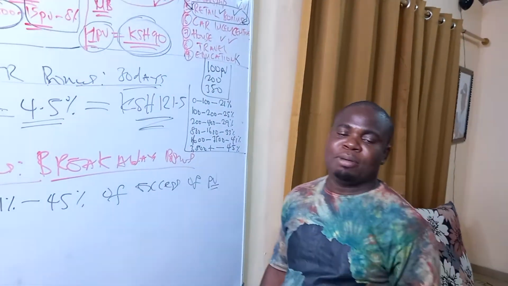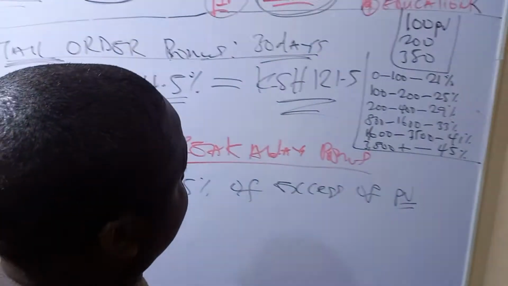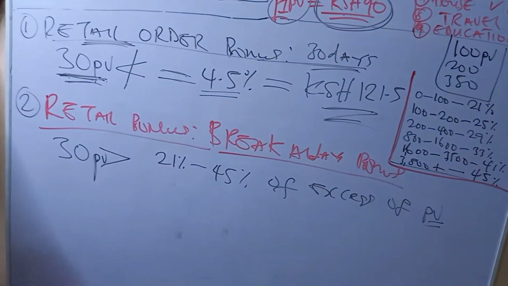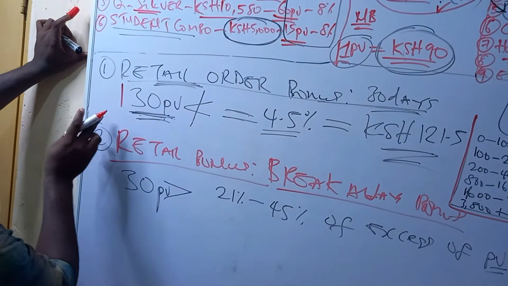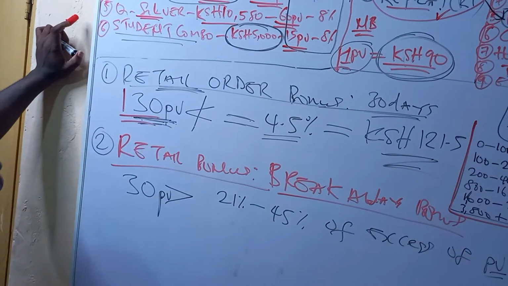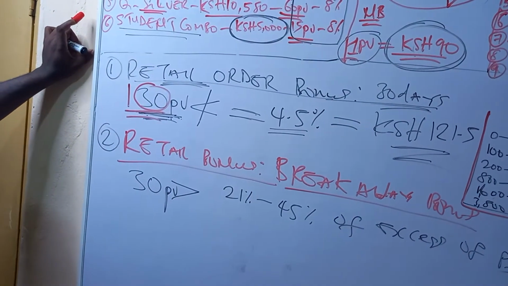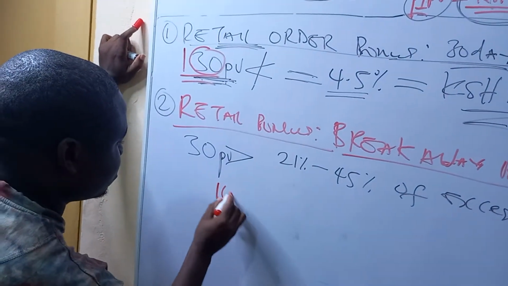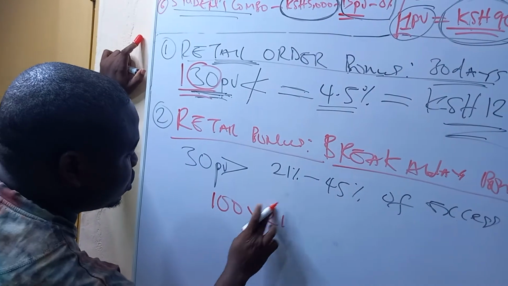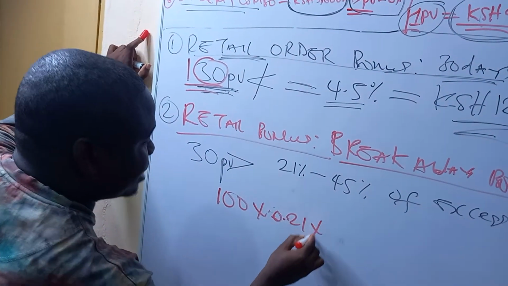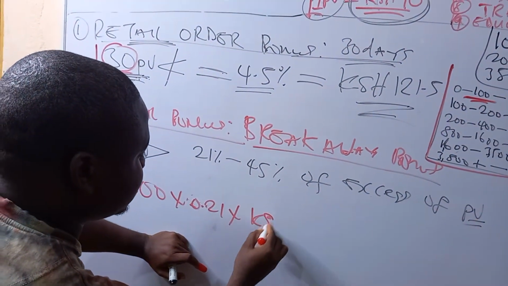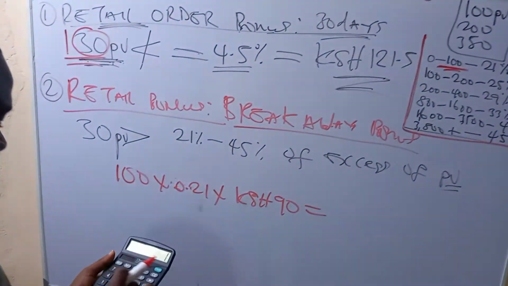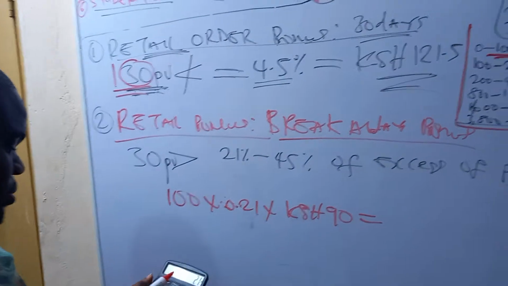Let's understand the percentages better. Remember I said the money is in the retail. So let's say instead of just 30 PVs, you had 130 PVs in the whole 30 days. Longrich says that we're going to keep the 30 and pay you on the excess. So currently your excess is 100. What will it be? It will be 100 times 21%, which is 0.21, times 90 Kenyan shilling, which is the rate per PV you get. So let's see, 100 times 0.21 times 90.